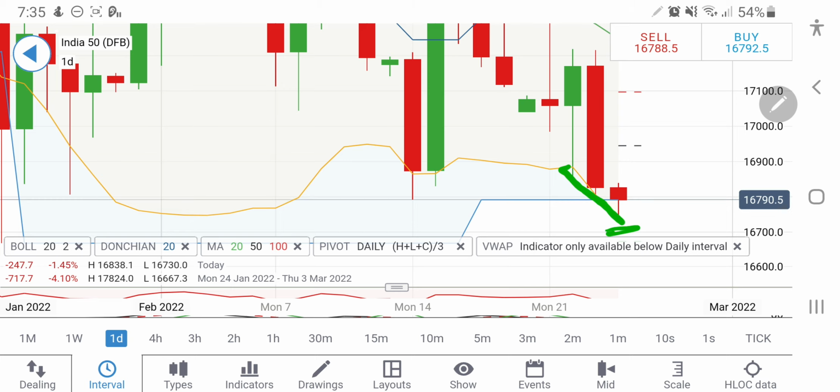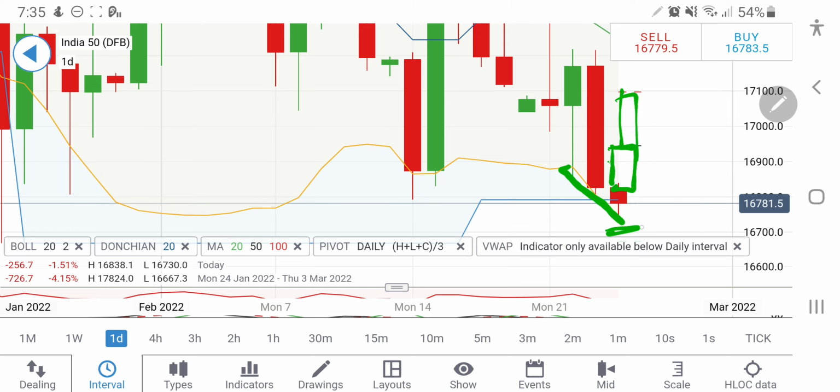We may expect it to hit 16500. So once it breaks 16700, then only you should take a short entry. And also on the upside, it can try to hit 16950 levels again, and beyond 16950 the next target is 17100. Beyond that, sky is the limit.